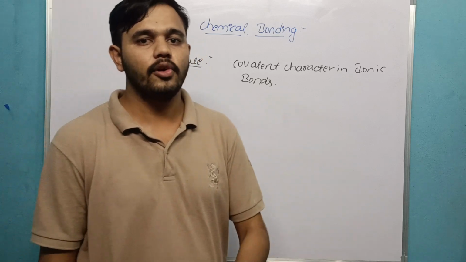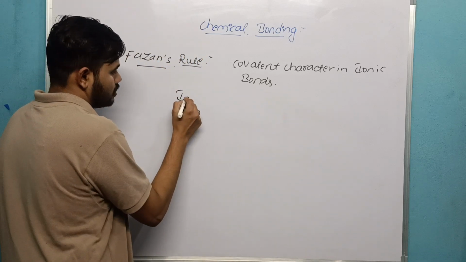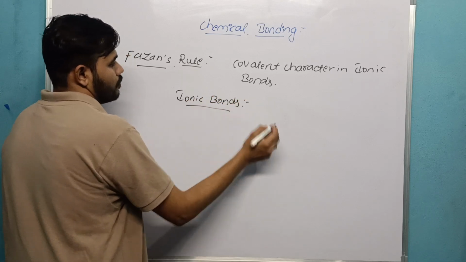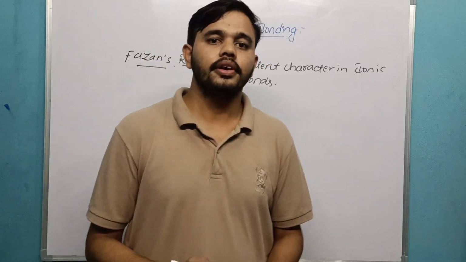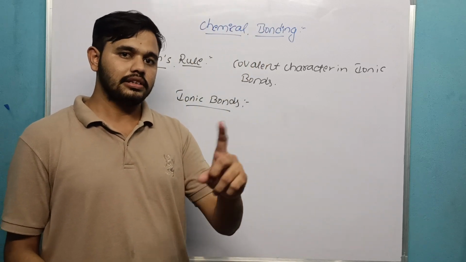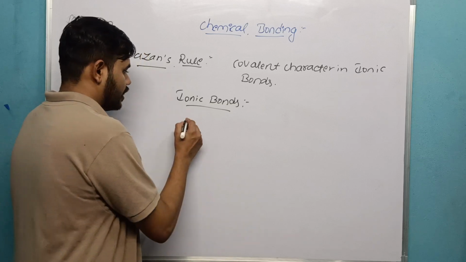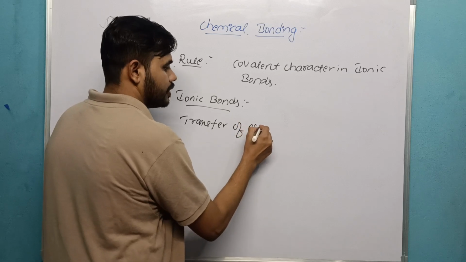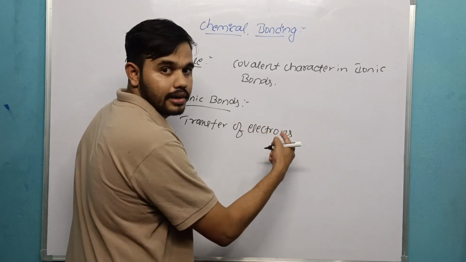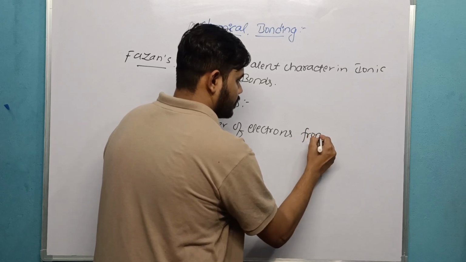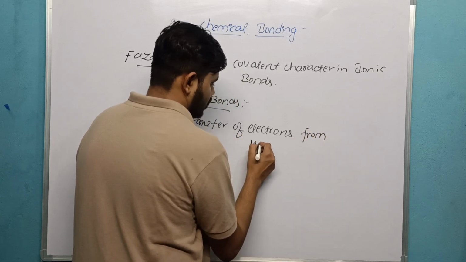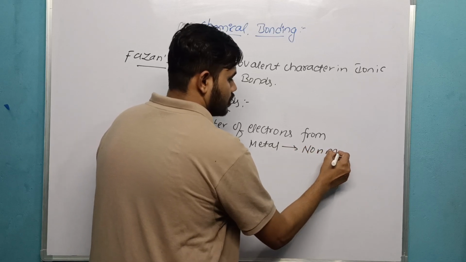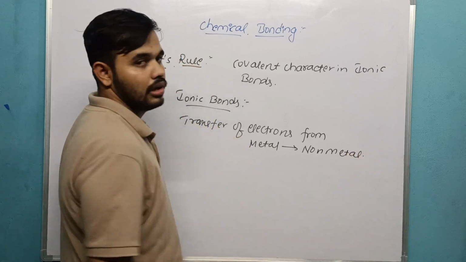First of all, ionic bonds. We all know that ionic bonds are formed by transfer of electrons from metals to non-metal. This is called ionic bond.